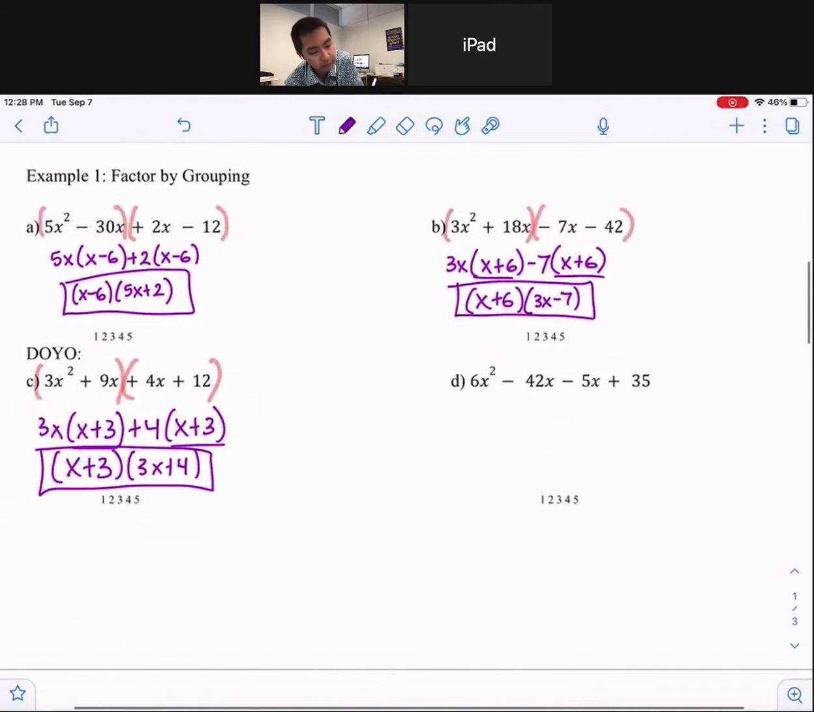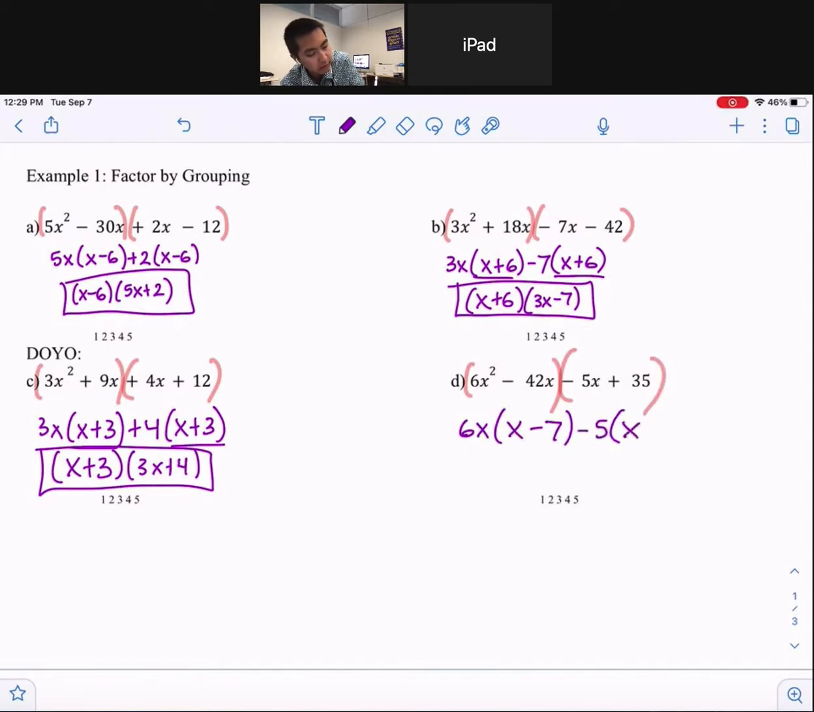D, can we factor out something from each number? No. They all don't have an x, so we just factor this by grouping first. So group them. We can factor out a 6x from both to get x minus 7. Factor out a negative 5 from both to get x minus 7. They both have x minus 7, so factor out that, you guys. And then we get 6x minus 5.